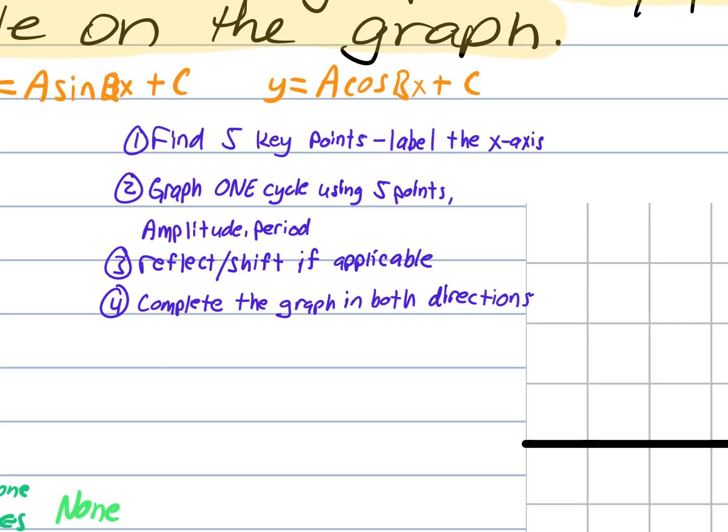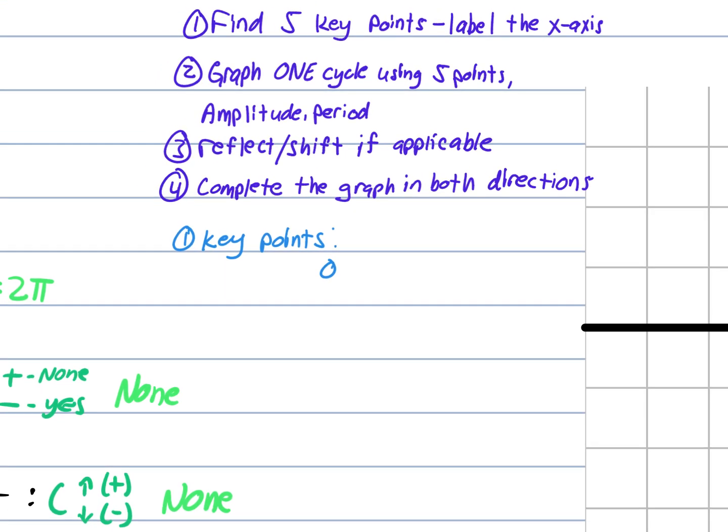All right, so the first thing I want to do, I want to find my 5 key points. Right, so I'm just going to label that first. So my key points, the first one on your axis is going to be 0. We're always going to start at 0. All right, that's going to be one of them.